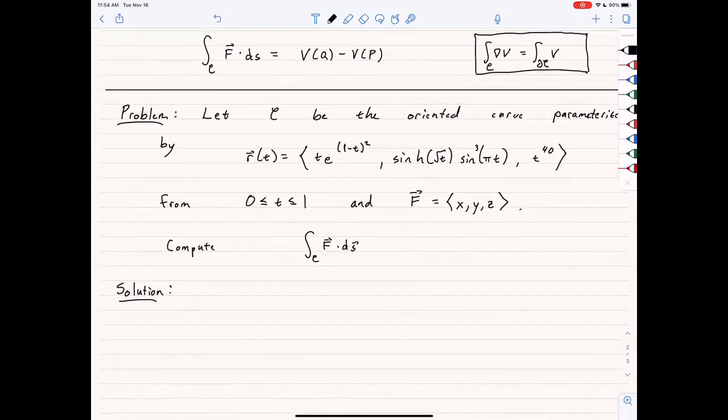How many people could find a potential for it? Remember, you're looking for a function whose gradient is this vector field. You want the first partial with respect to x to equal x, with respect to y to equal y, with respect to z to equal z. What's the antiderivative of x? X squared over 2. What about that of y? Y squared over 2. What if I just try this? Does it work?